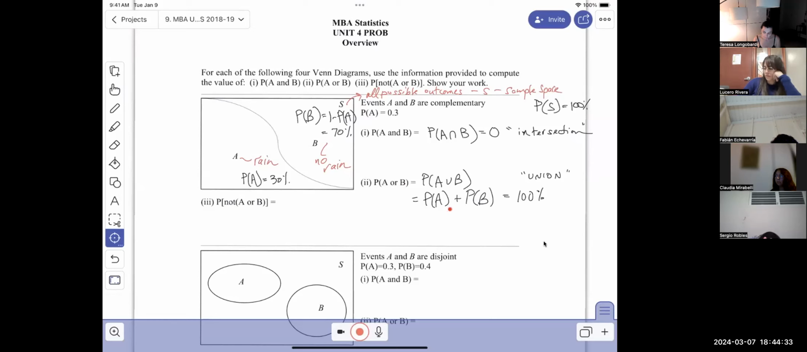I'm not asking you what's the chance of A. I'm not asking you what's the chance of B. I'm asking you what's the chance of one of them. If one of them has to happen, then there's 100% chance that one or the other happens. That's the interpretation. I hope that helps. So basically, A or B means the whole thing.